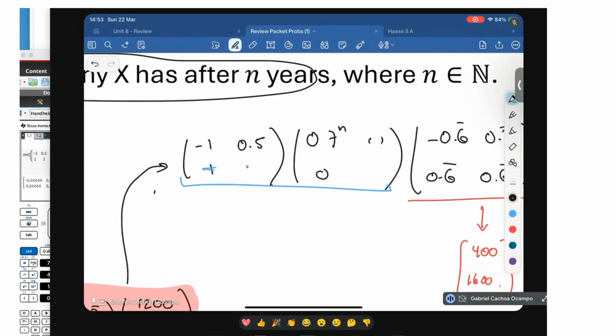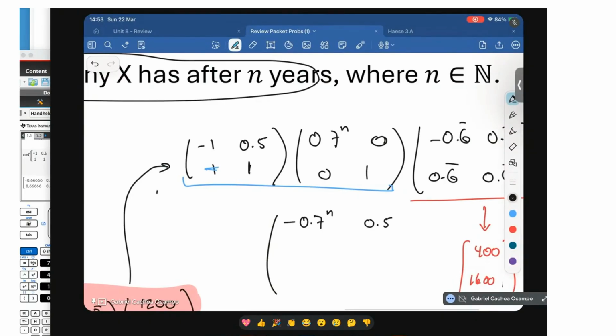Now we need to do this part of the multiplication, no? So we actually need to do, like this is a matrix multiplication, this times this. So that is negative 0.7 to the power of n. I did that by multiplying this times this. Then that is 0.5 because I multiplied this times this. Then this is 0.7 to the power of n because I am doing this times this. And then 1.